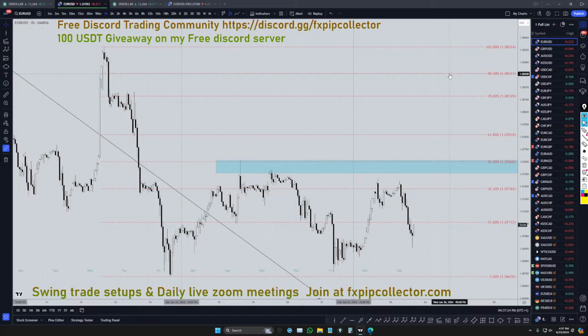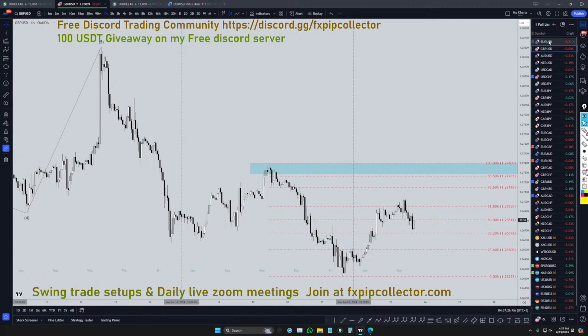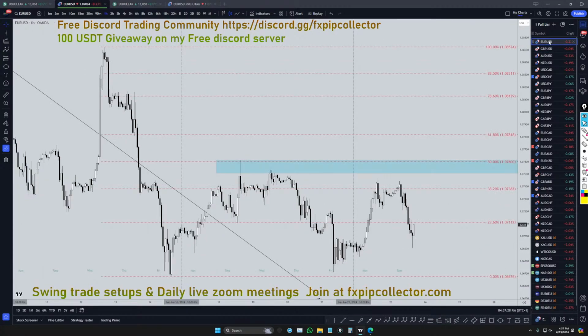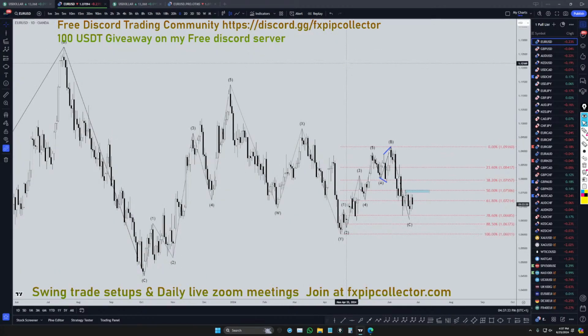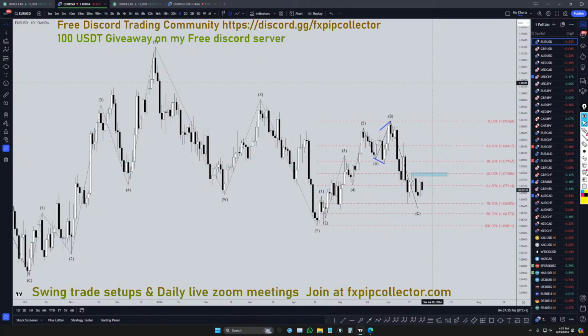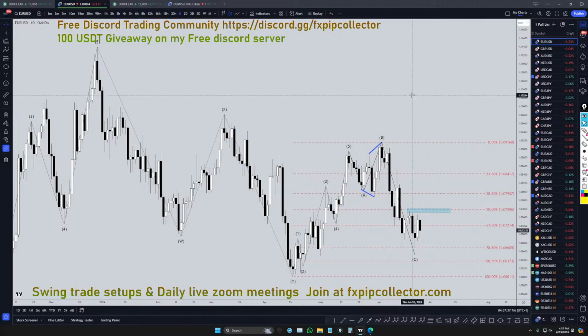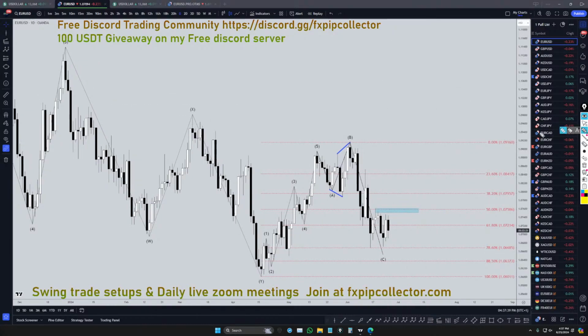Yeah, pretty impulsive move up on the euro dollar. Hmm, I don't know. I mean, it could be the end of a cutscene, but I would be a little bit careful. I am definitely still primarily looking for shorts, and the reason why I'm still primarily looking for shorts is because the trend is definitely still down on the daily time frame on the euro dollar.